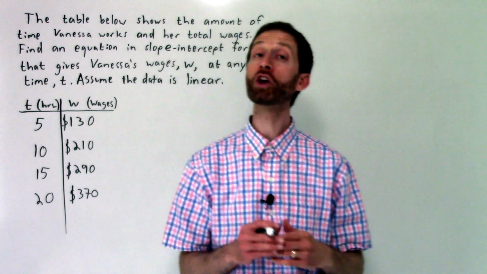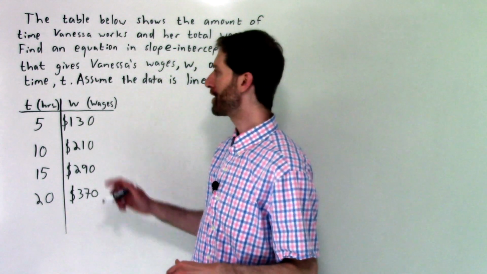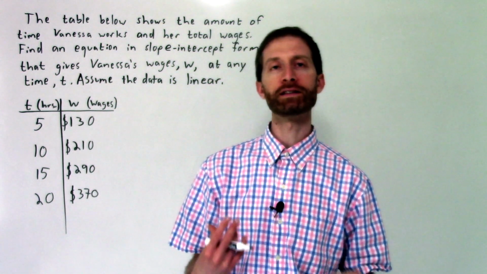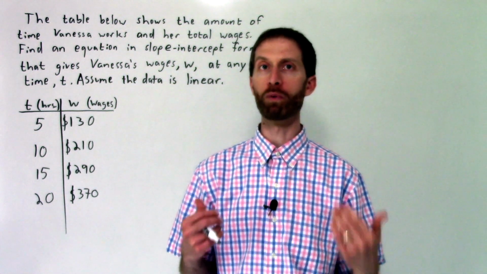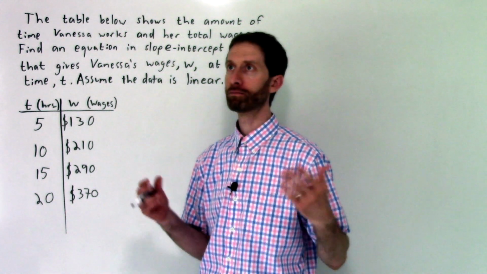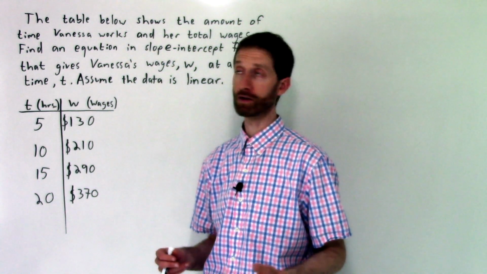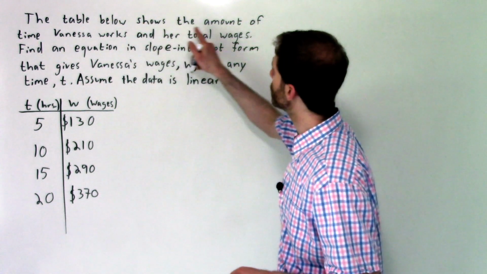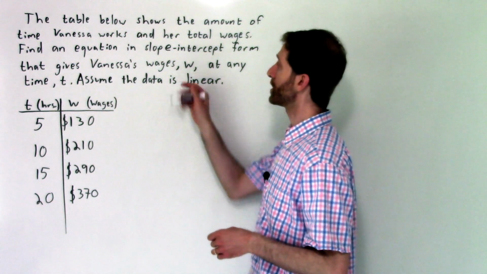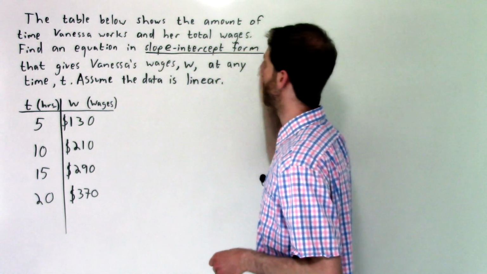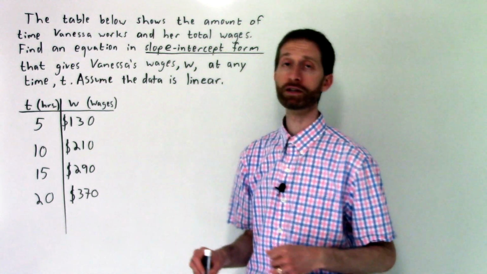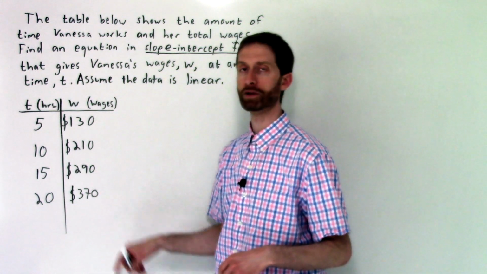In this video, we're going to go over a word problem that involves a table of data. Kind of scary, but we're going to find out the table of data is really just giving you points. So this is a great way to see how point-slope form works well with points in whatever form they're given to you. We're told the table below shows the amount of time Vanessa works and her total wages. Find an equation in slope-intercept form that gives Vanessa's wages W at any time t. Assume the data is linear. So that means we know this is going to make a line.